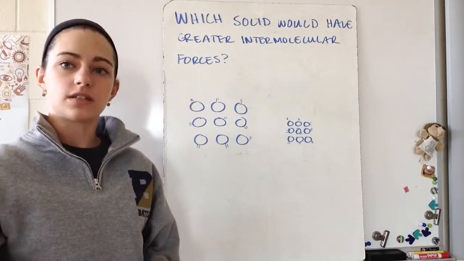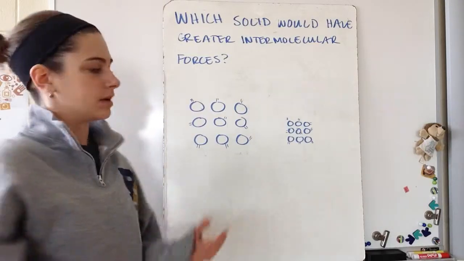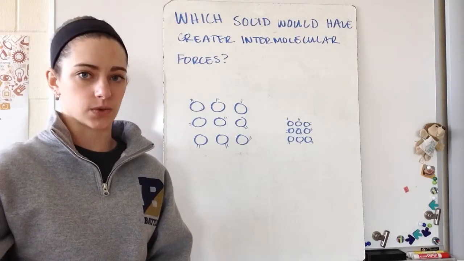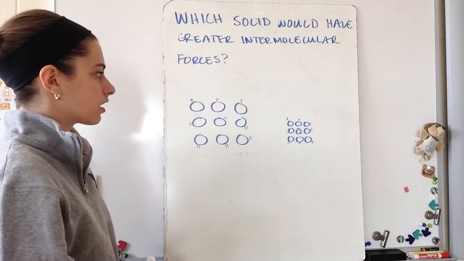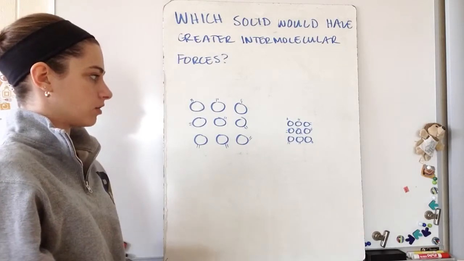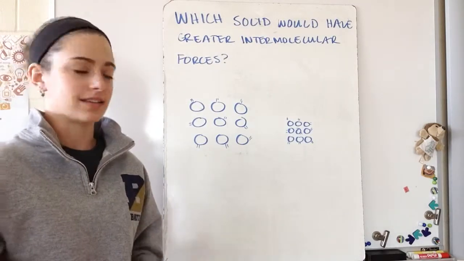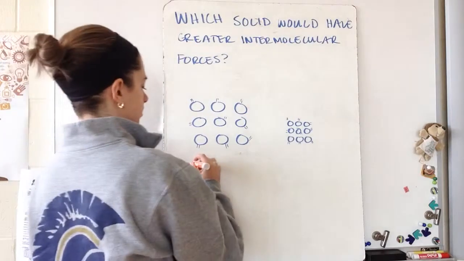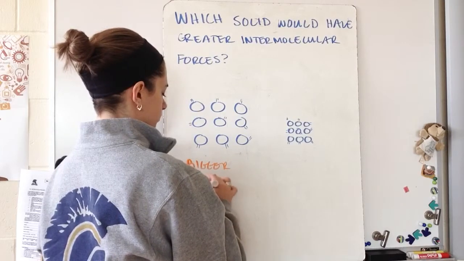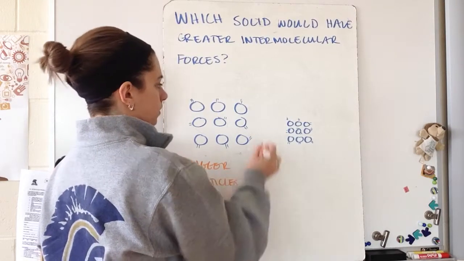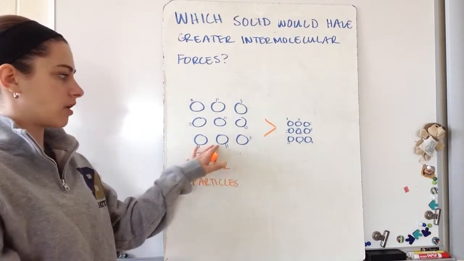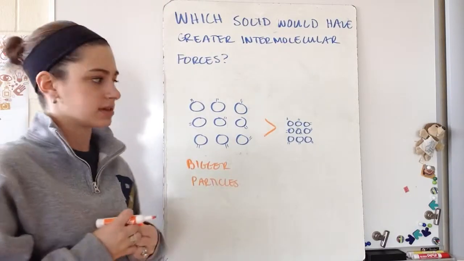So finally, I want to ask you this question. We have two particle diagrams of a solid. Which of these two solids would have stronger intermolecular forces? We know that both of these solids have 9 particles, but these particles are much more massive than these particles. So this one has bigger particles, which means that it will also have greater intermolecular forces.